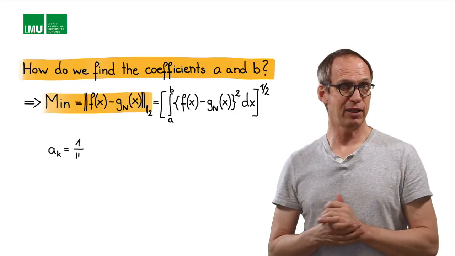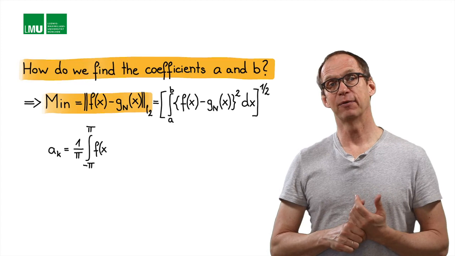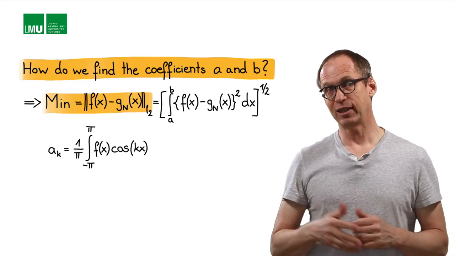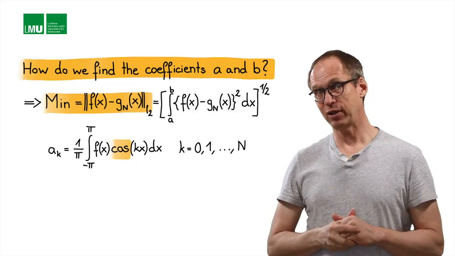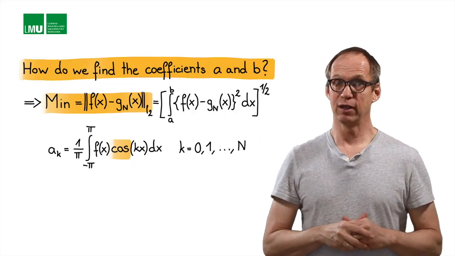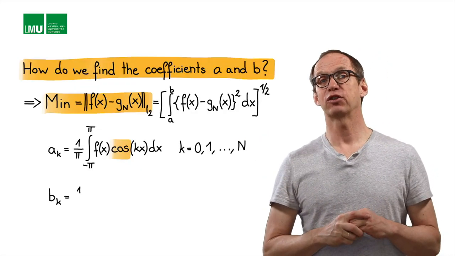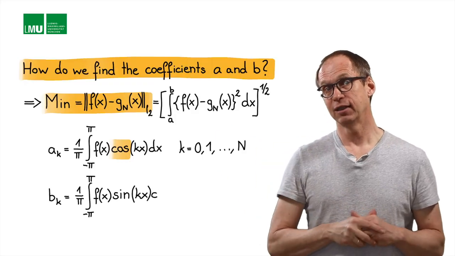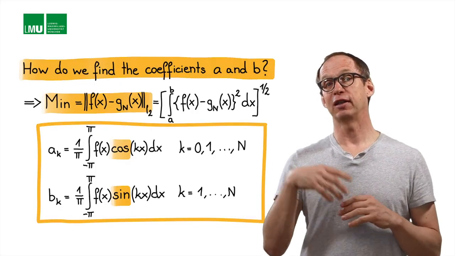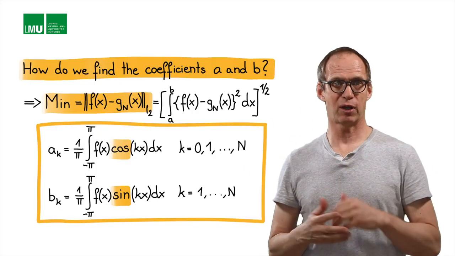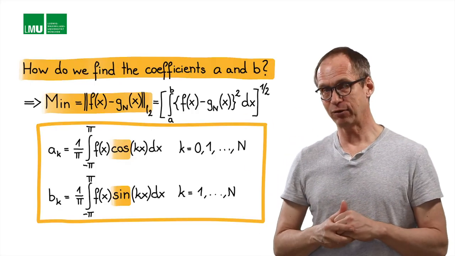So ak here is defined as integrals that contain multiplications of f of x and the cosine basis functions, and equivalently for the bk, which will be integrals over f of x multiplying the sine functions. This is basically a projection of the basis functions onto our function f of x.